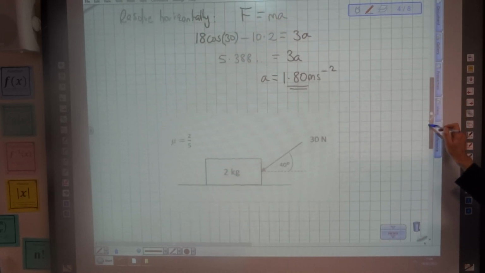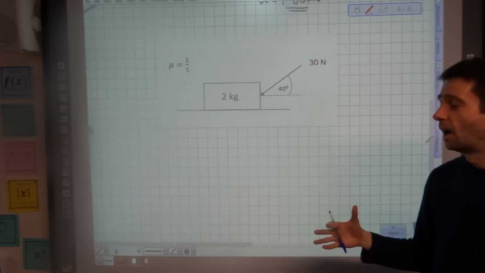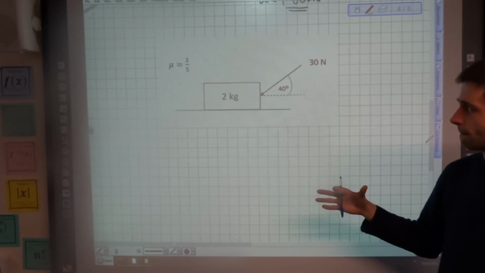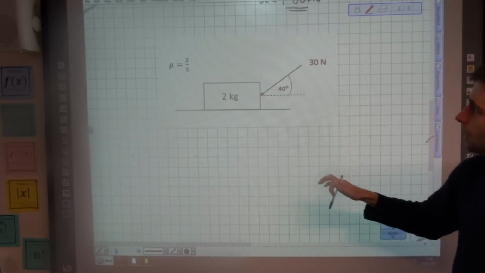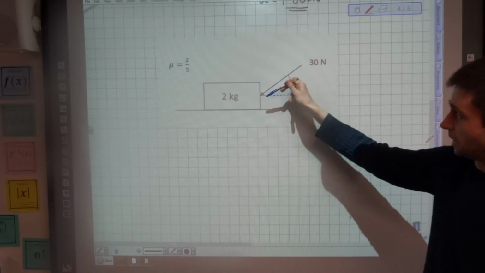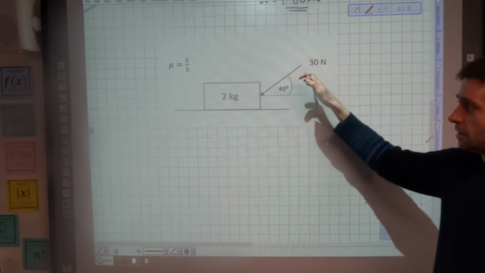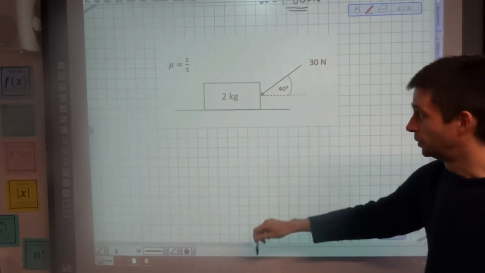Just moving down here, I've got example 2, and we're going to do the same thing. We're going to try and find the acceleration. Now, with this one, we've got a little bit of a difference. This 30 newton force that's acting at an angle of 40 degrees is pushing down into the particle like this. That means that it's going to be moving the particle this way.